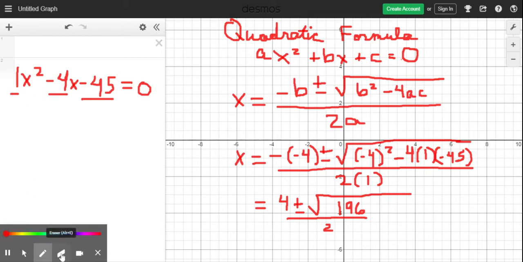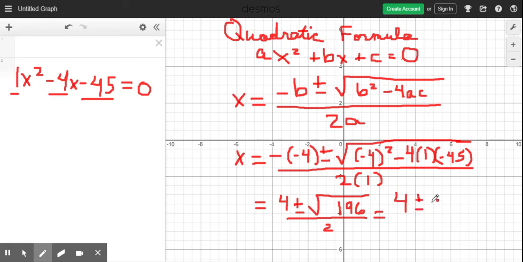Okay, next we need to take the square root of 196, which is 14. So we've got 4 plus or minus 14 all over 2. And this gives us 2 answers, the plus or the minus.